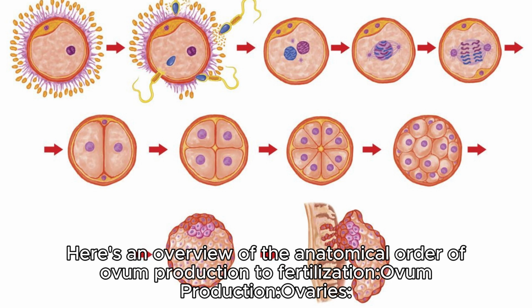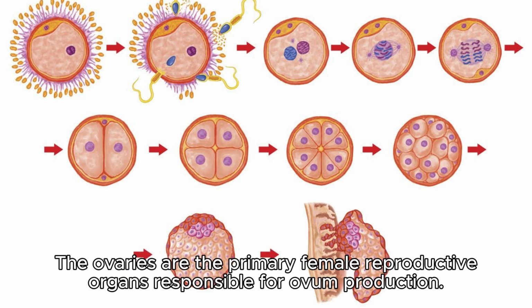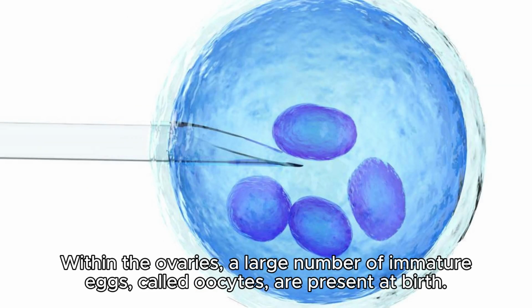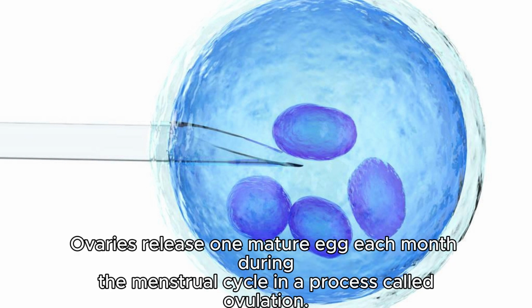Ovum production. Ovaries. The ovaries are the primary female reproductive organs responsible for ovum production. Within the ovaries, a large number of immature eggs, called oocytes, are present at birth. Ovaries release one mature egg each month during the menstrual cycle in a process called ovulation.